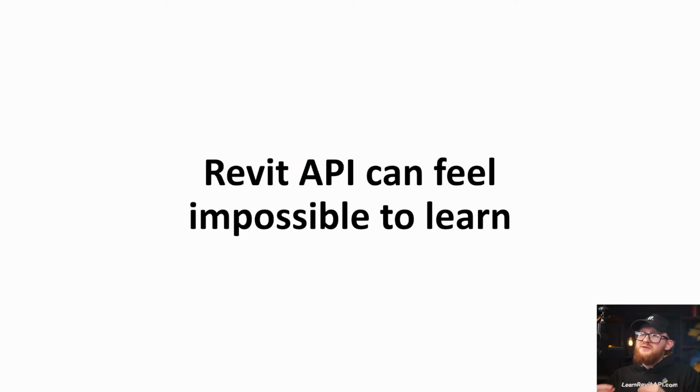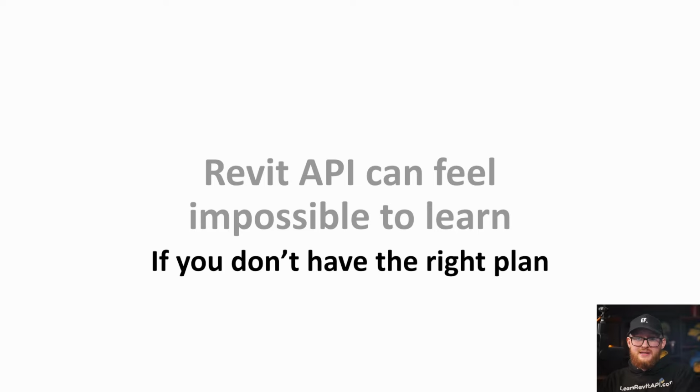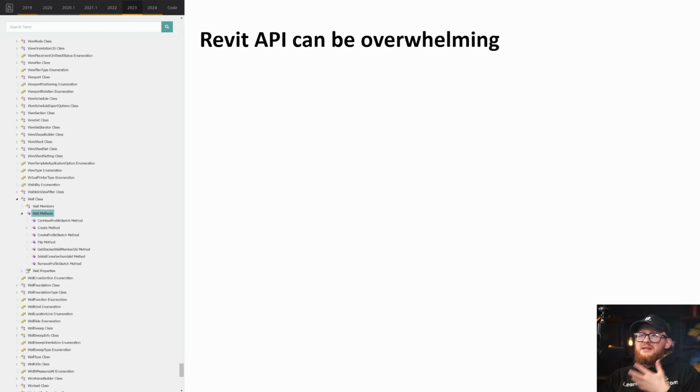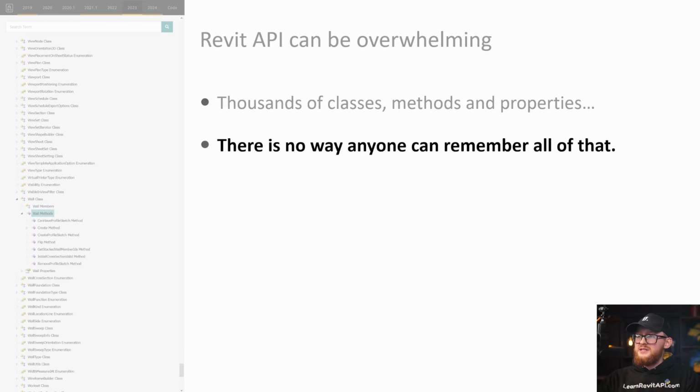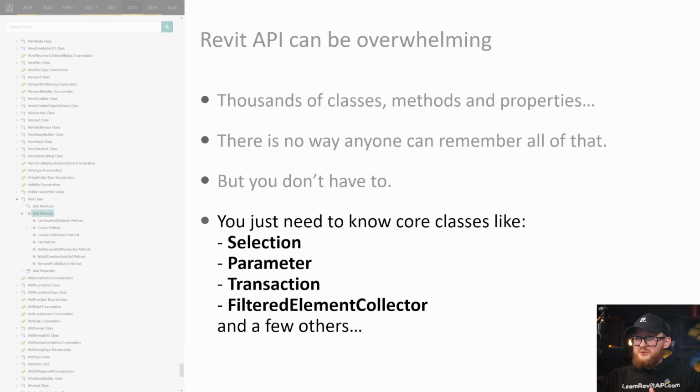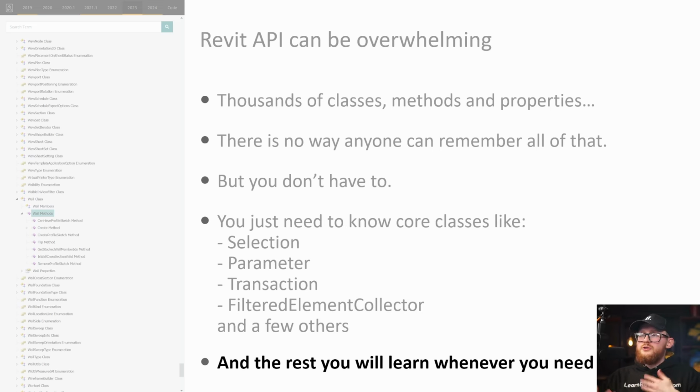And Revit API can feel impossible to learn. This is definitely what many of you have already felt or will feel, if you don't have the right plan. And this is the thing. Revit API can be really overwhelming. There are thousands of classes, methods, and properties. There is no way anyone can remember all of that. But you don't have to. You just need to learn the core classes like selection, parameter, transactions, filtered element collector, and a few others. And then the rest you will learn whenever you need it.